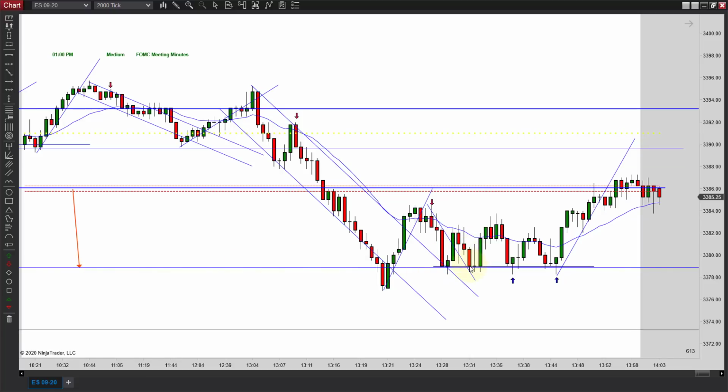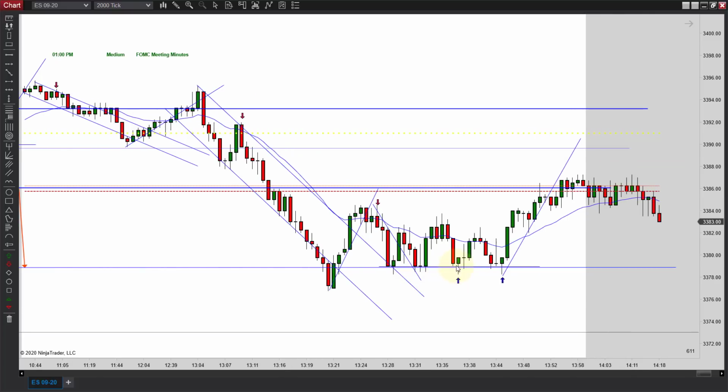Then it bounces again, but no setup here. Then it bounces again. Now you got a good double test with no lower lows and a decent signal bar, so you can go long right there. It actually comes back right here and gives you another chance. And it bounces there again.